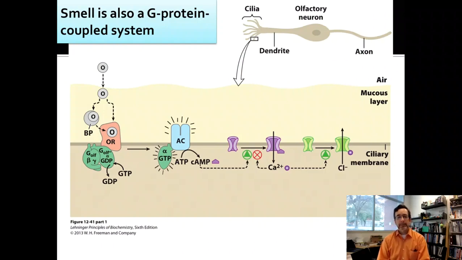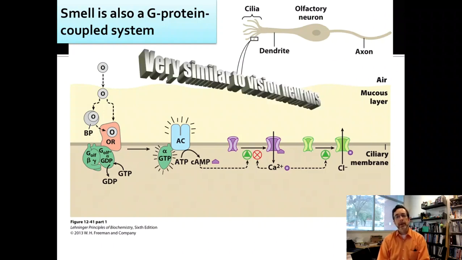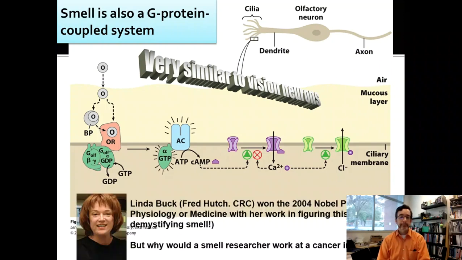That works that way, very similar to vision neurons. And once you have the system set up, again, you can have a trigger of smell that can go to the smell part of the brain, and that can send a smell signal.